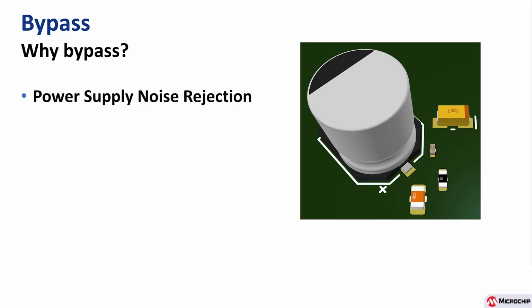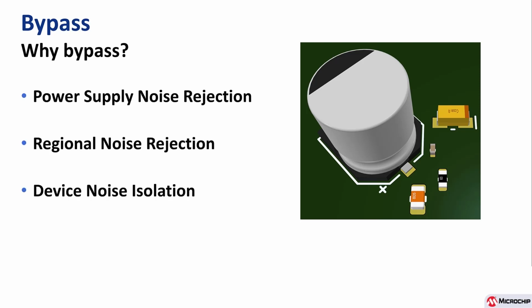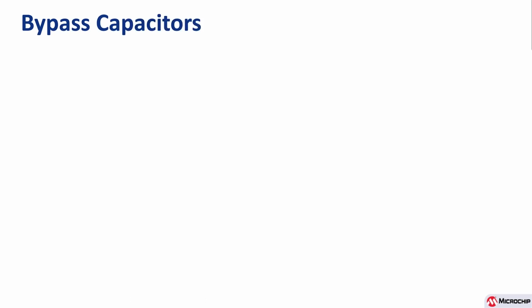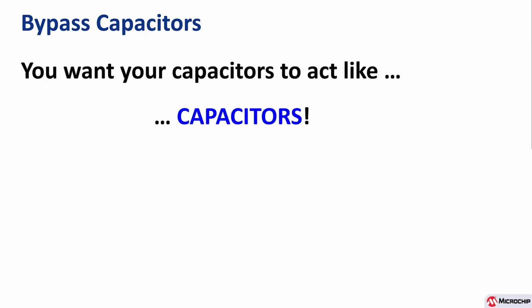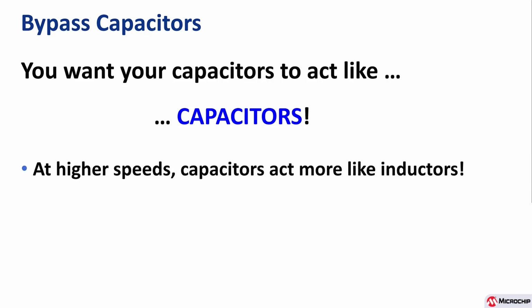We can use it for power supply noise rejection, regional noise rejection, device level noise isolation, and local or adjacent noise isolation. High-speed signals generally generate high-speed noise. The higher your fundamental frequencies or the higher your edge rates, the more noise you're going to have and the higher speed that noise is going to have. So one of the fundamentals of this discussion is you want your capacitors to act like capacitors. And remember, at high speeds, capacitors act like inductors.